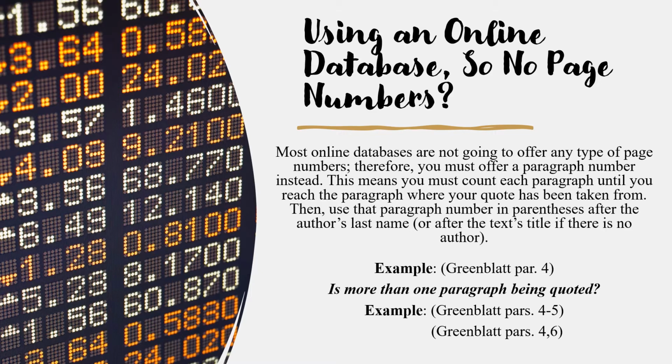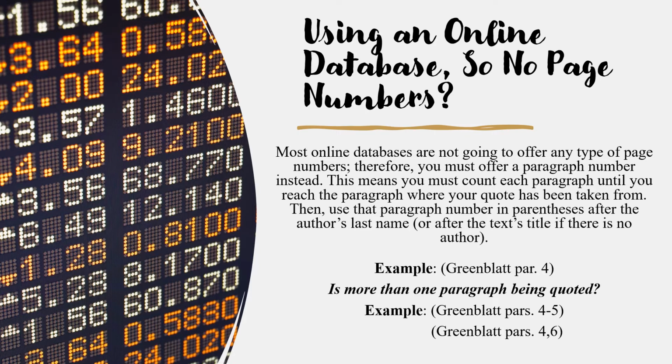And so it's really important to understand that online databases have their very own special type of in-text citation, and that is because they lack page numbers. Most online databases are not going to offer any type of page numbers. Therefore, instead, you offer a paragraph number. This means you must count each paragraph until you reach the paragraph where your quote has been taken from. Then you use that paragraph number in parentheses after the author's last name, or after the text's title if there is no author, as we recently talked about.